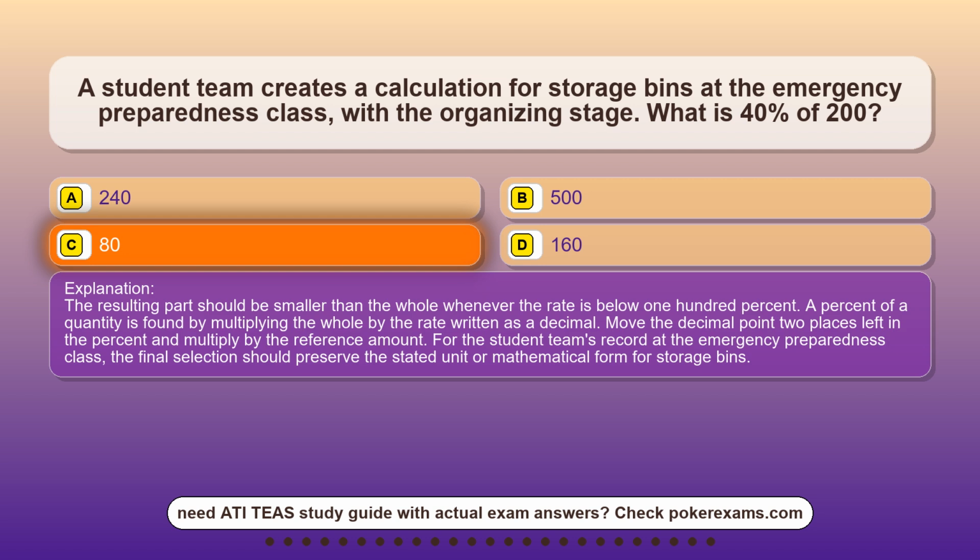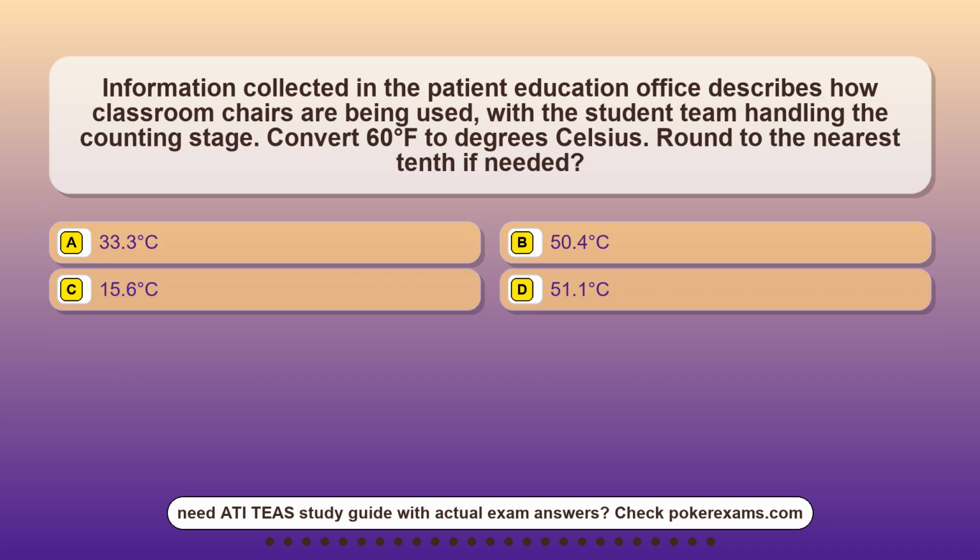The resulting part should be smaller than the whole whenever the rate is below 100%. A percent of a quantity is found by multiplying the whole by the rate written as a decimal. Move the decimal point 2 places left in the percent and multiply by the reference amount. For the student team's record at the emergency preparedness class, the final selection should preserve the stated unit or mathematical form for storage bins. Question 15.